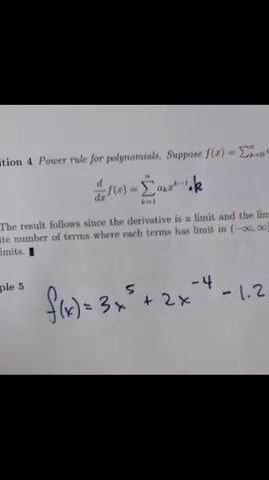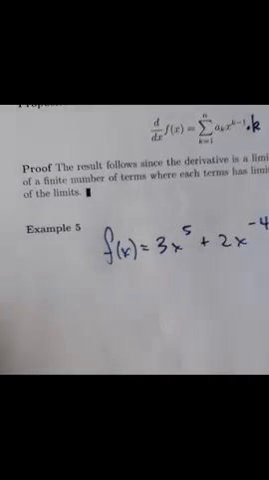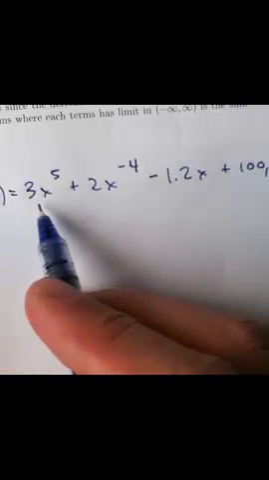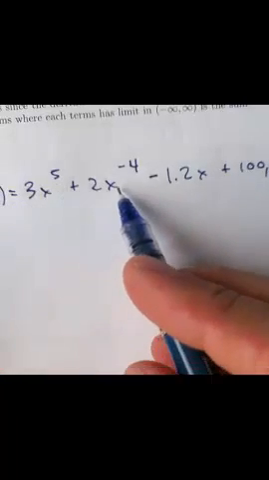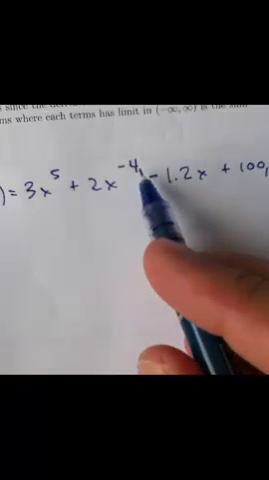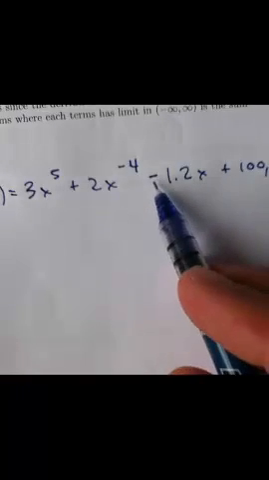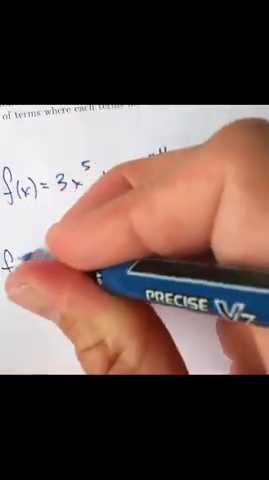So just for an example, suppose I have a polynomial like this. f of x is 3x to the 5th plus 2x to the negative 4th. That's right, you can have negative exponents. That's fine. Minus 1.2x plus 100,000, or maybe even 100 billion. Why not? Who cares? Then what's the derivative with respect to x of f of x?